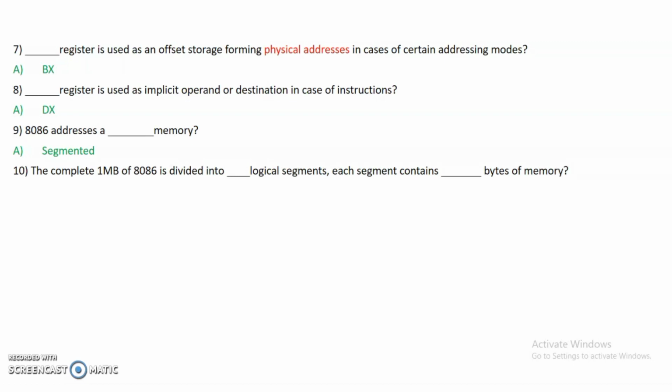Bit number 10. The complete 1 megabyte of 8086 is divided into dash logical segments. Each segment contains dash bytes of memory. The total memory that 8086 can address is 1 megabyte. This 1 megabyte is divided into 16 logical segments, like 1, 2, 3, 4 and so on up to 16. Each part is of size 64K bytes, that is 64 kilobytes.